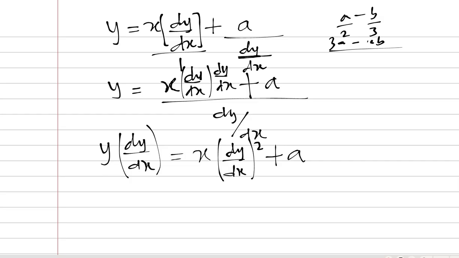So from here, what is the order? You can see clearly that the order is 1. And then the degree is 2, because the highest power, both of them are 1. So I'll go with the degree, which is 2. Do you understand that now? So that is how you do that.